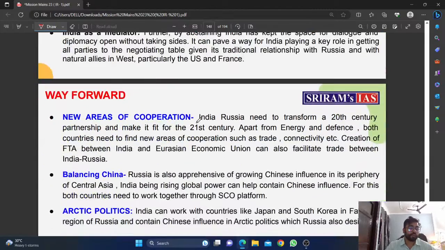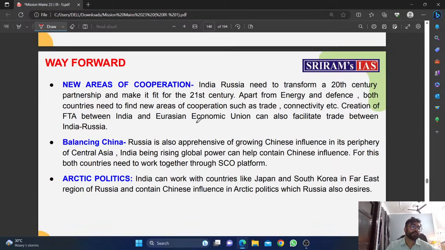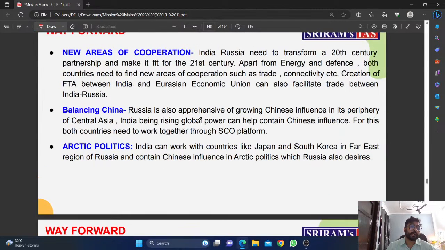Right? So what is the way forward for the Russia-India relation? First of all, we have to transform our partnership from the earlier century to this new century. We have to increase our cooperation in the fields of energy, defense, trade, connectivity and other areas. Then we have to develop our relations so that both countries can balance China's aggression, China's influence, not just in Central Asia but in different parts of the world.